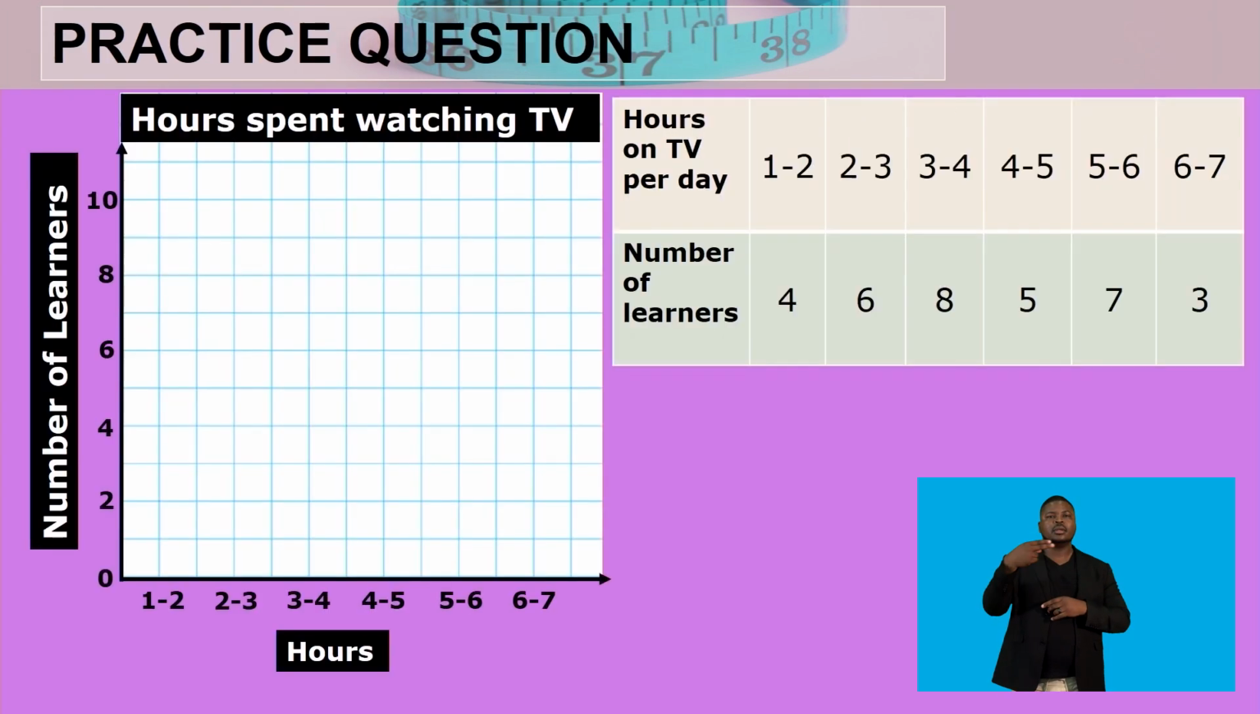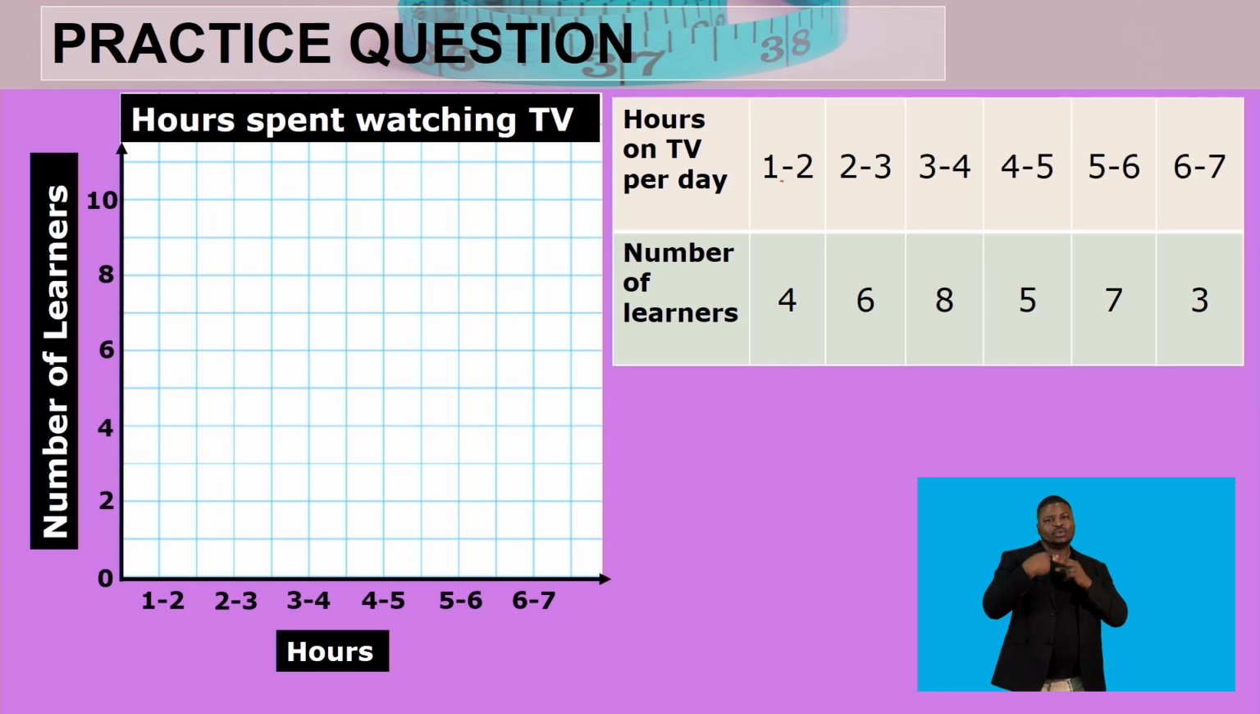We are given our parameters there. Then we are given the intervals as well and the axis titles. So it means on our dependent variable, we'll have the number of learners, and on our independent, we'll have the number of hours they spend a day. So now we have to represent this information on a histogram.